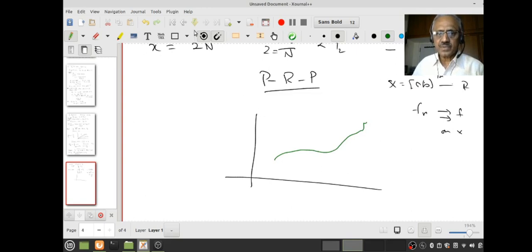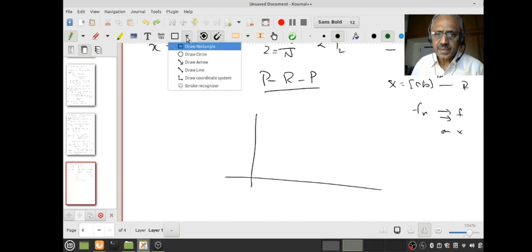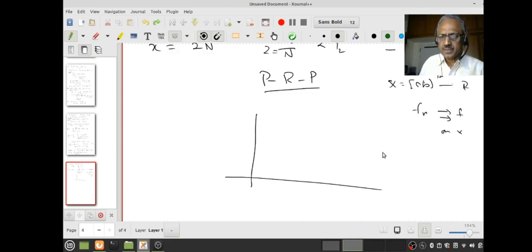Okay, the picture doesn't look nice. I would like to draw a much better picture. Let me see whether there is a way of doing it. Draw a triangle? No, I have to use only the stroke recognizer. Okay, so let me write an easy one then. Okay, this is my graph. This is my A, perhaps this is my B.